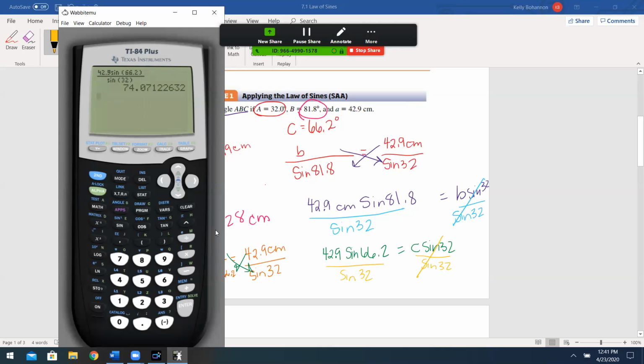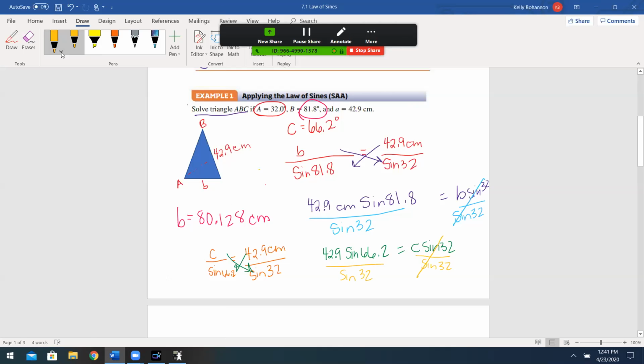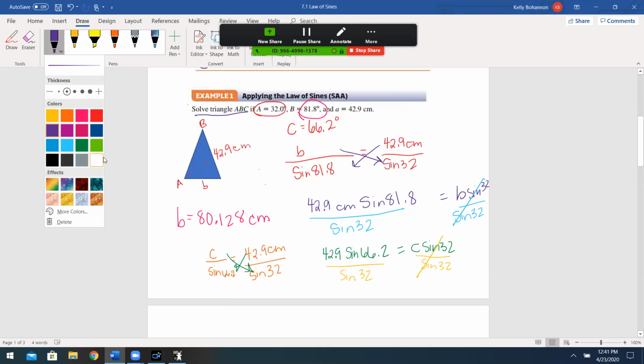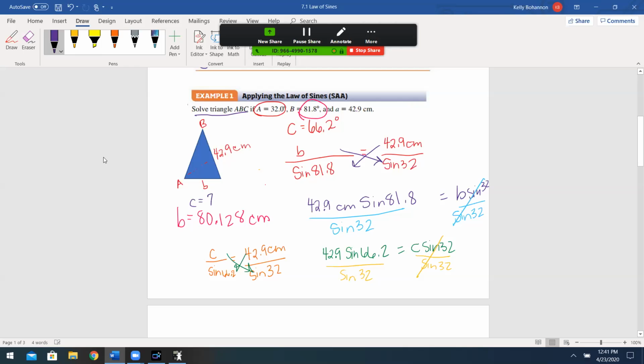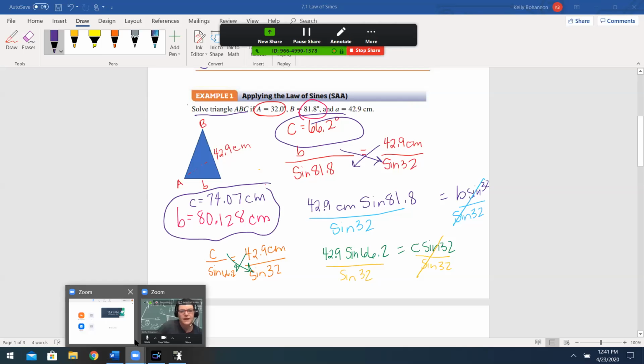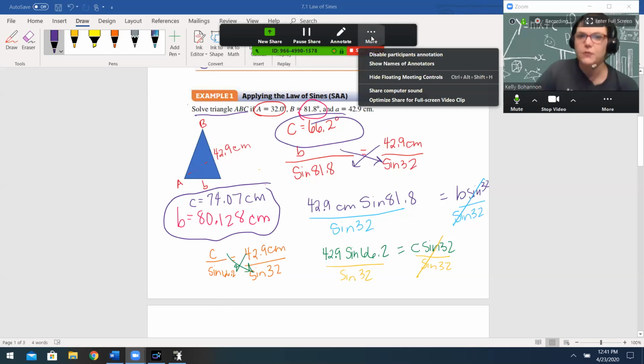So the side c is 74.07. There are my two sides, and there was my missing angle. That means I've solved the triangle because I got all of the missing pieces. So that is it for this example, and I will do more examples in the next one.